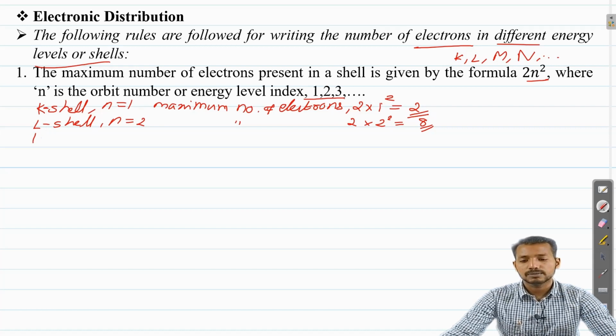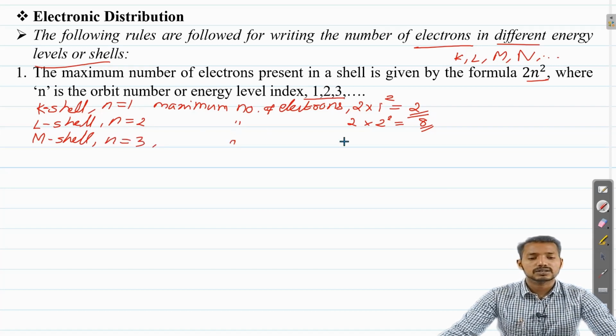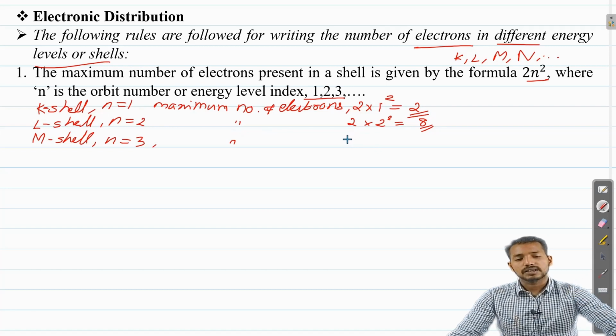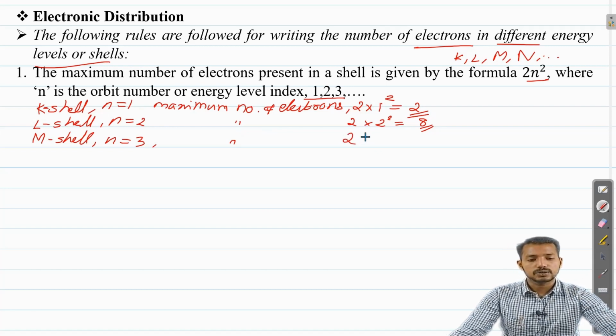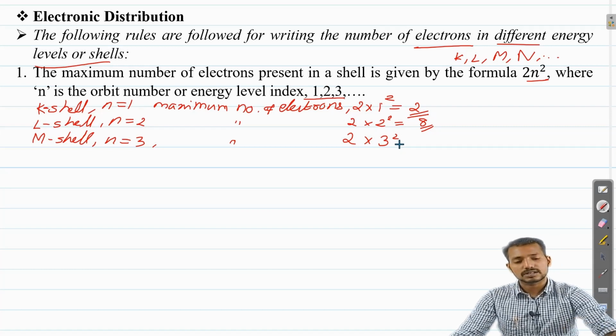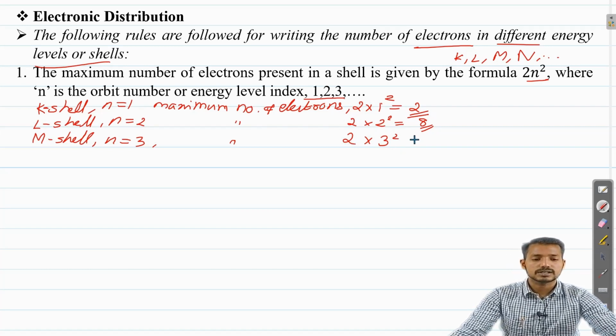And in case of M, that is the third shell, the energy level index is n equal to 3. So the maximum number of electrons that can be filled in that shell is 2 into 3 square, where the energy level index or the orbit's number is 3. So 2 into 3 square. 3 square is 9. 9 into 2 is 18.